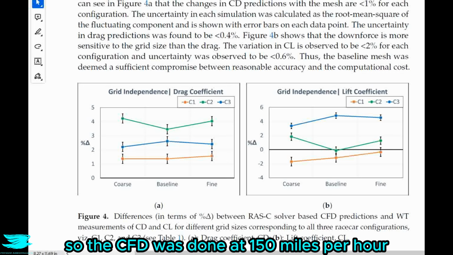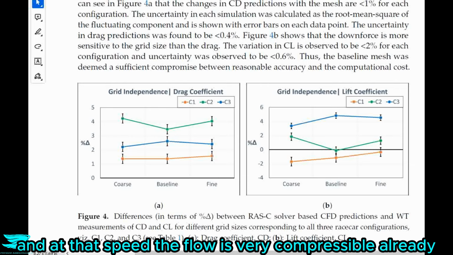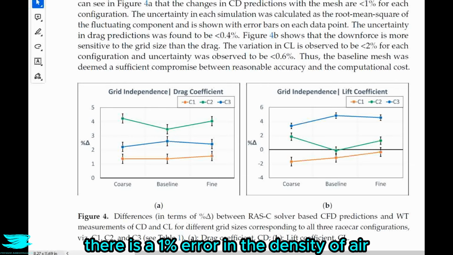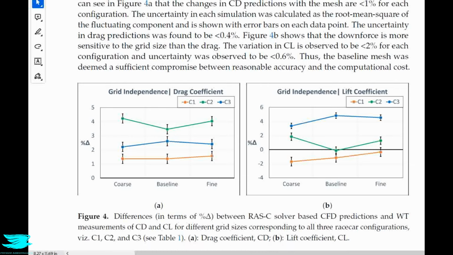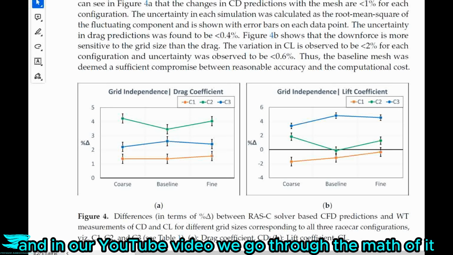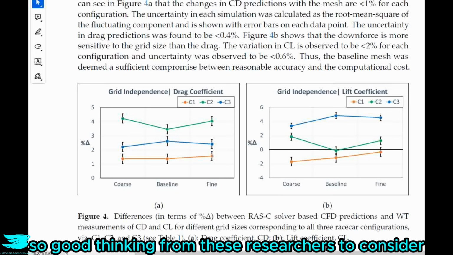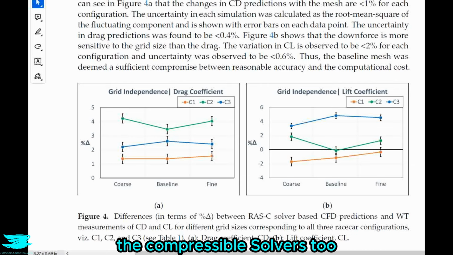So the CFD was done at 150 miles per hour, so 67 meters per second. And at that speed, the flow is very compressible already. As I said, even at Mach 0.1, there is a 1% error in the density of air. So this is at about Mach 0.2, and that error is much higher. And in our YouTube video, we go through the math of it. So good thinking from these researchers to consider the compressible solvers too.